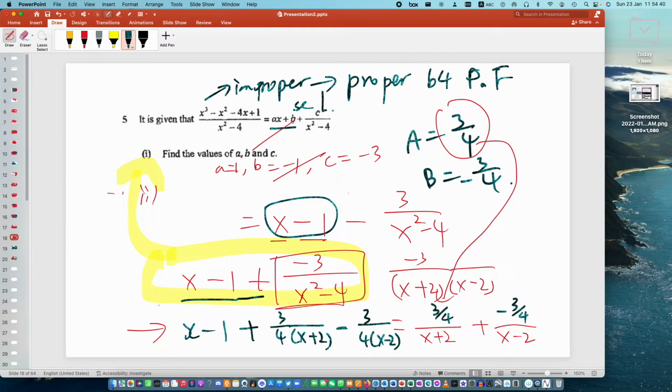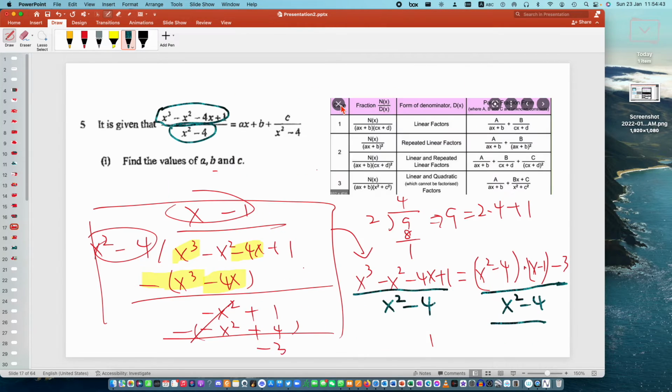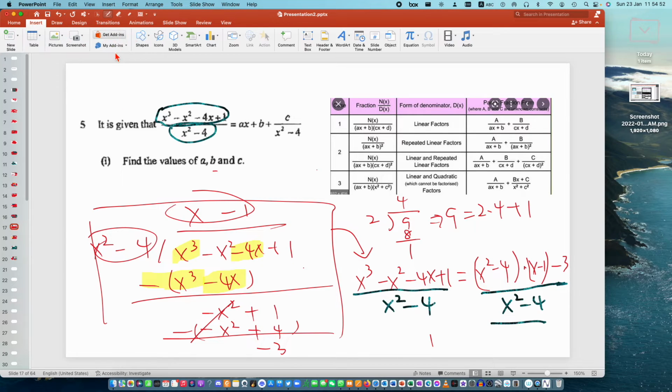Use long division, which is here. So long division, you get this format. But you get the red part only. Long division, you will get the red part.